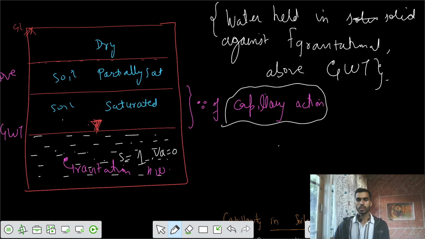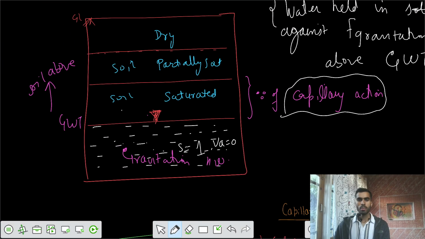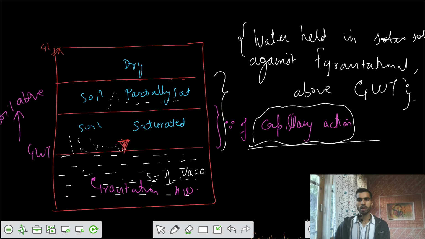So that's your saturated zone. Some part of the soil is reaching, we are having that water such that your soil becomes saturated, and some part of the soil is partially saturated because of capillary action. So these two are because of capillary action. So that capillary action we can write.